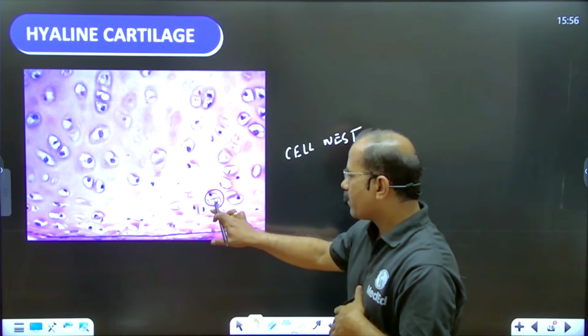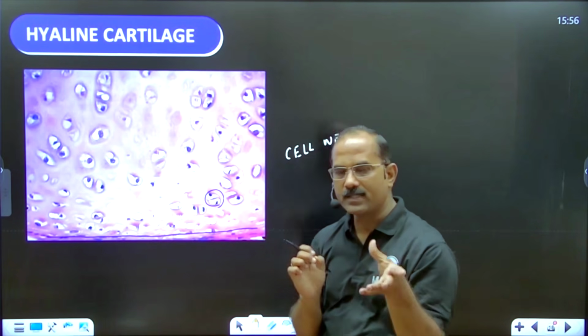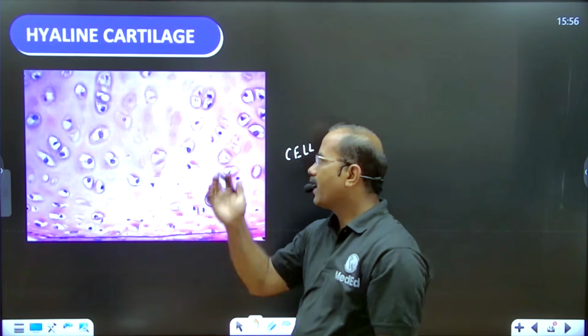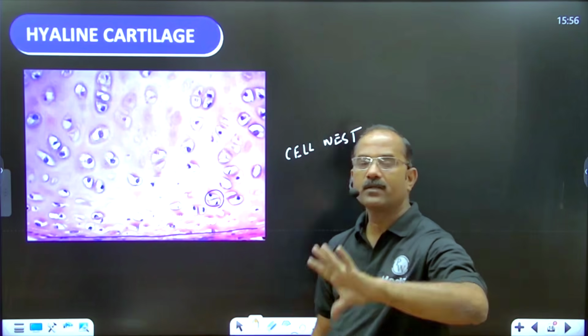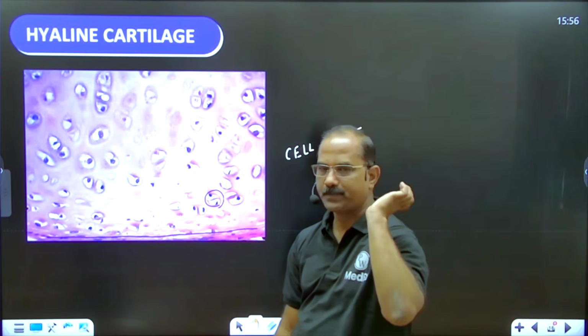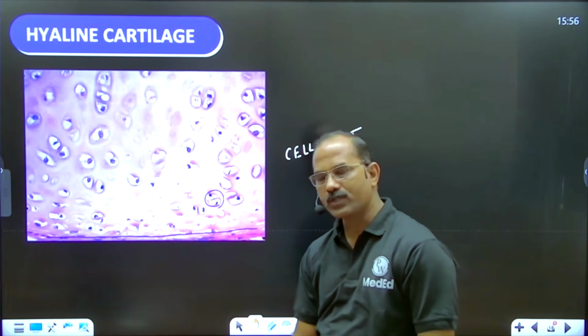The matrix around the chondrocytes is darkly stained. That is the territorial matrix, and the matrix in between is lightly stained. That is the interterritorial matrix. Fine. So perichondrium is present, and these are the chondrocytes in a group.